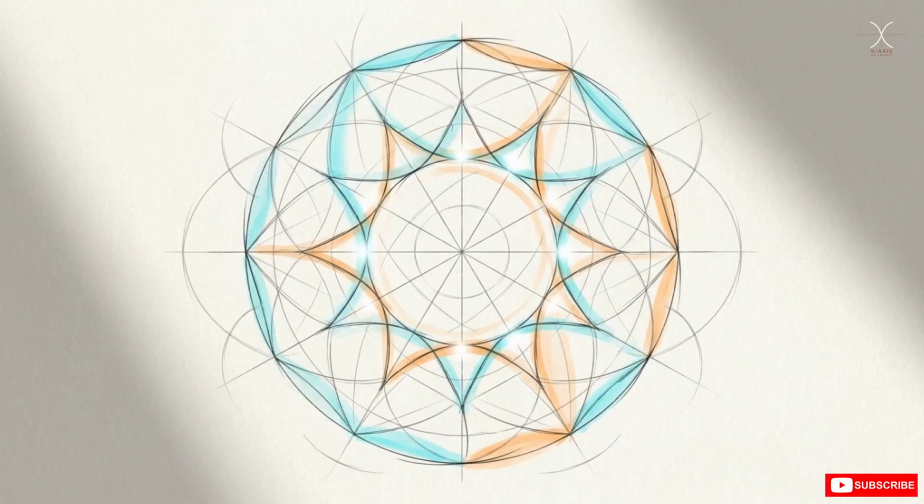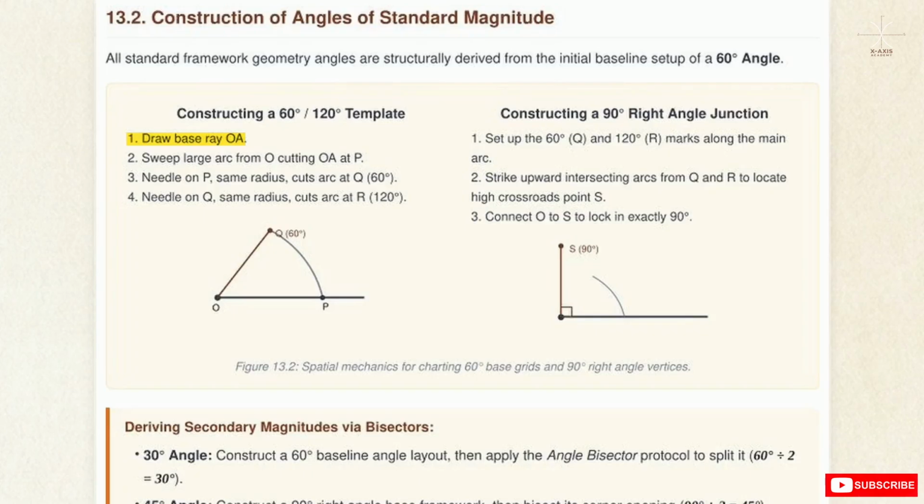Geometric construction uses strict structural rules to prove spatial relationships, replacing the need for arbitrary measurement. This diagram shows a 60-degree setup. Draw a baseline ray OA. Strike a large arc from vertex O to P. This compass radius must remain absolutely locked. Keep that exact setting, move to point P, and strike a new intersecting arc to find point Q.